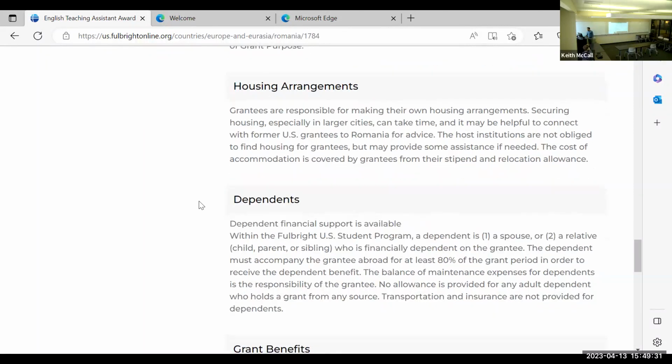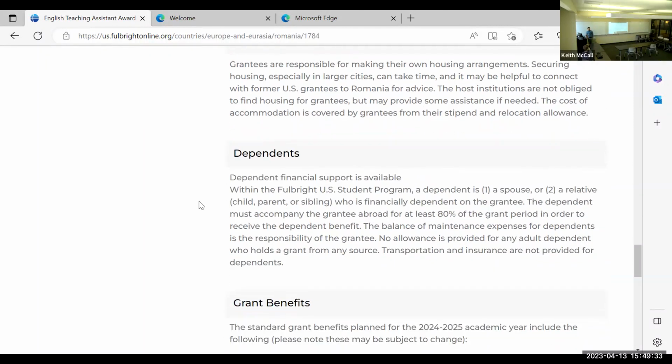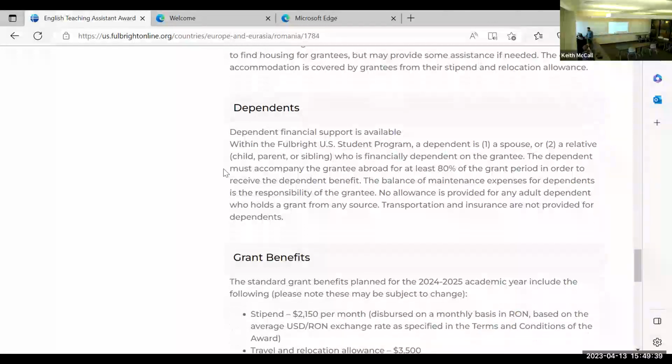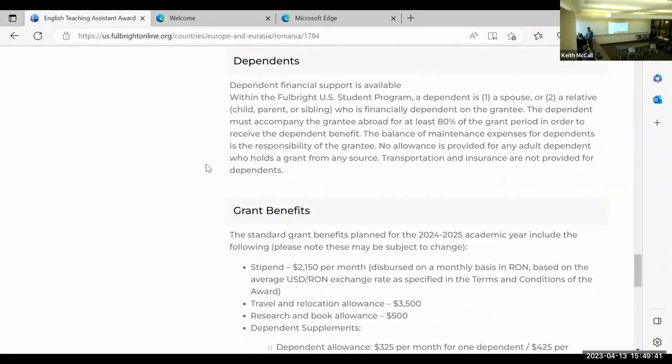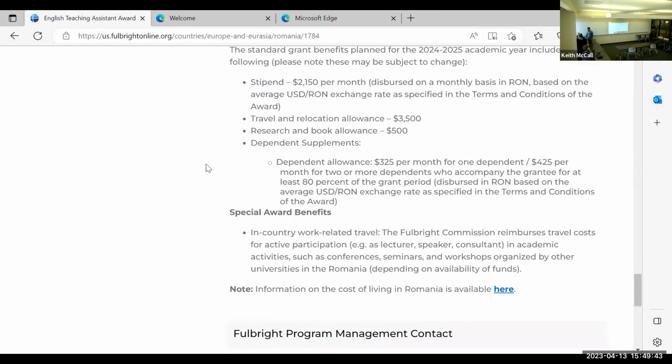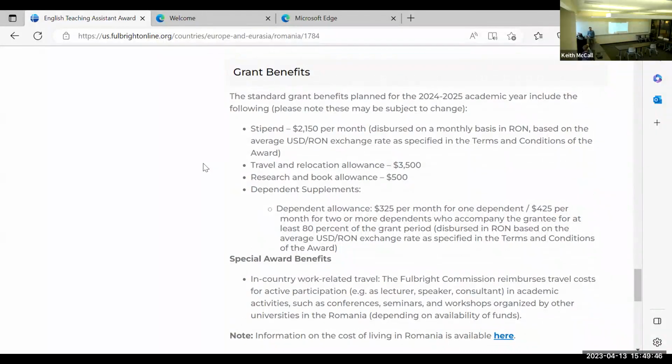Housing arrangements, of course, is important to pay attention to. Some will not provide you any assistance. Others will provide assistance. Others will provide housing. This one actually breaks down its grant benefits. A lot of them don't. The general rule of thumb for Fulbright is you're not going to live lavishly, but you're going to survive.